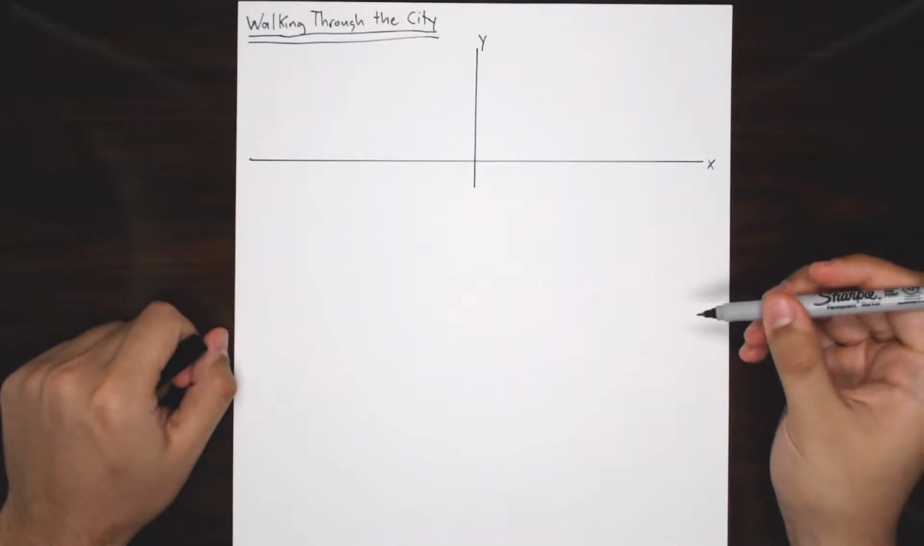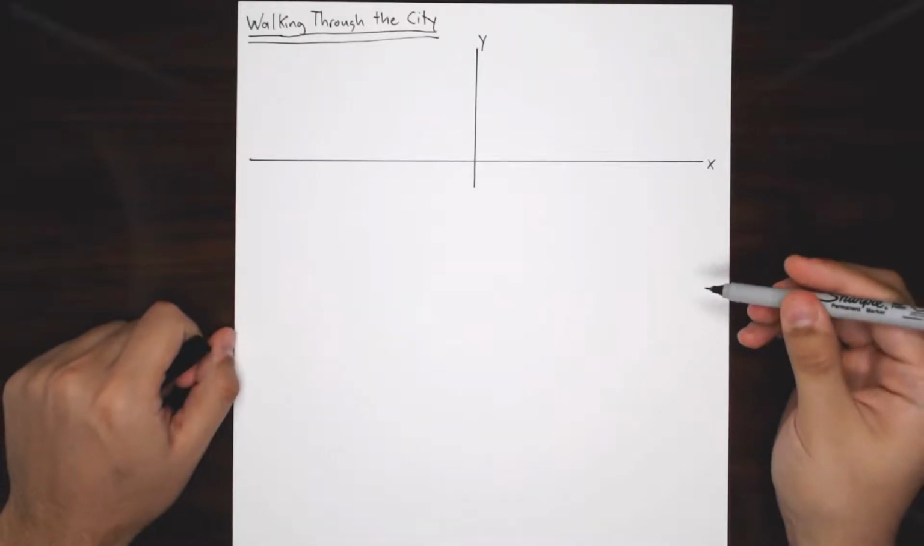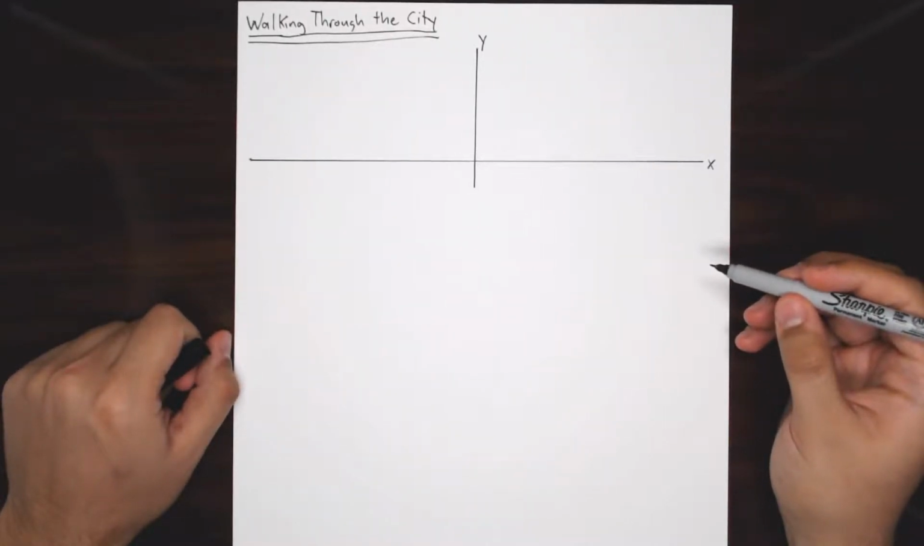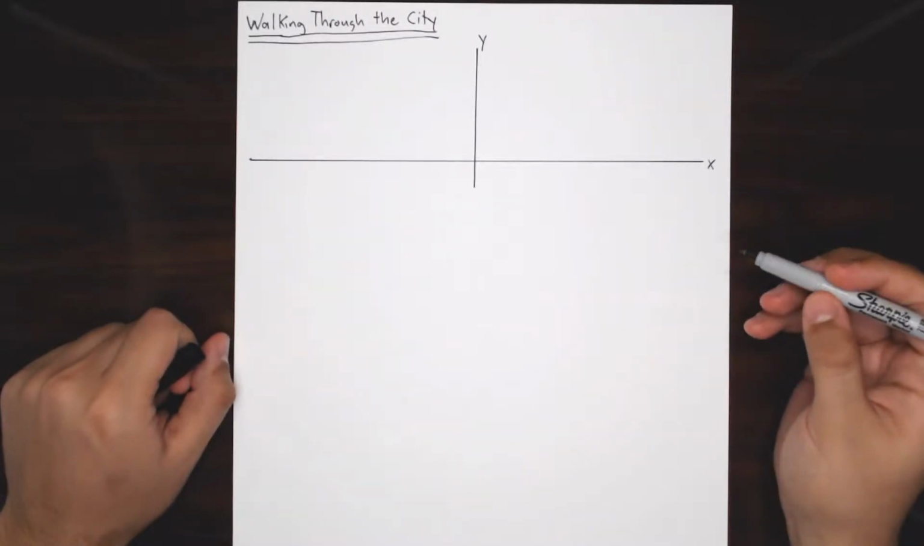All right, hello everyone, welcome to this video. This is a problem called Walking Through the City from our kinematics lesson, and it is going to be a look at the concept of distance and displacement. So let's begin by analyzing the situation.